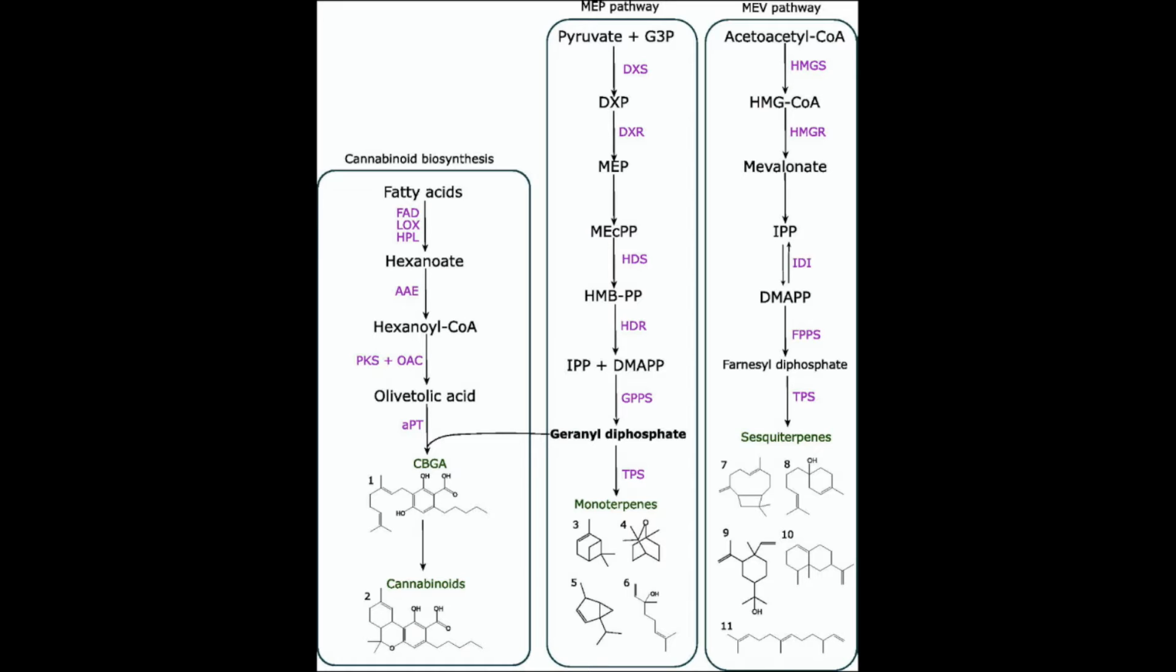is not being synthesized. The MEV pathway, which is closely related to the MEP pathway, has the intermediates IPP and DMAPP, and it happens in the cytosol, while the MEP pathway happens in the plastids. So the MEV pathway can save the day, lend some IPP and DMAPP, and then those can be converted into geranyl diphosphate for CBGA synthesis or to create monoterpenes.